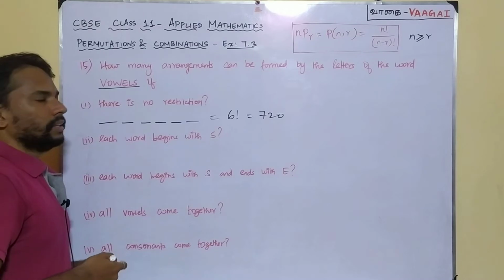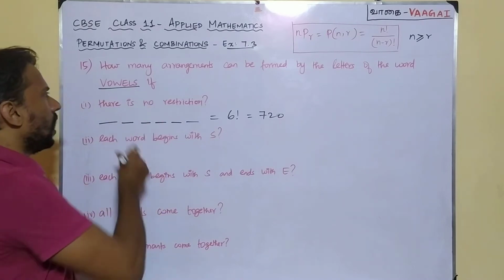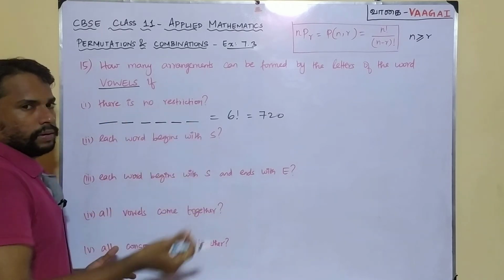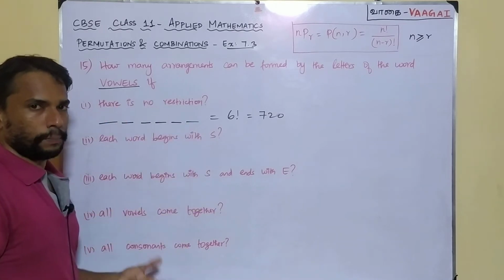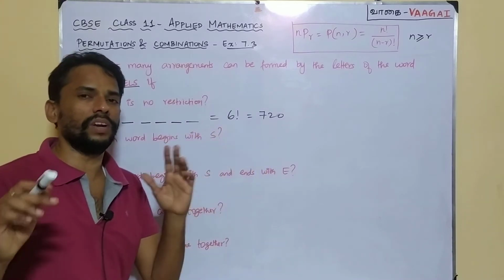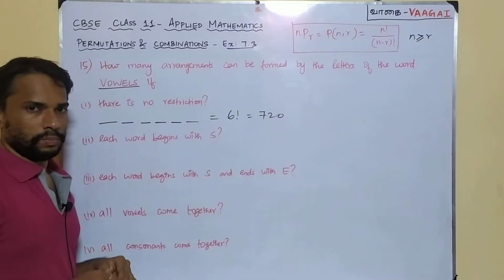Very clear, right? And be clear here, the letters are not repeated in the word. Each letter is distinct, so there's no repetition. So 6 letters, 6 slots, 6 factorial ways. 720 is the answer for your first subdivision.